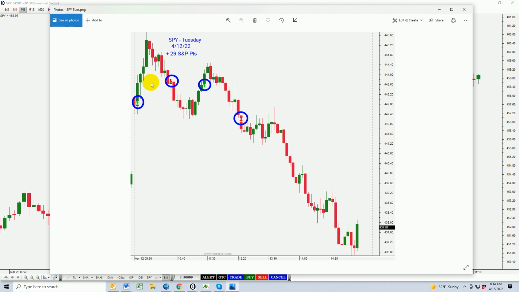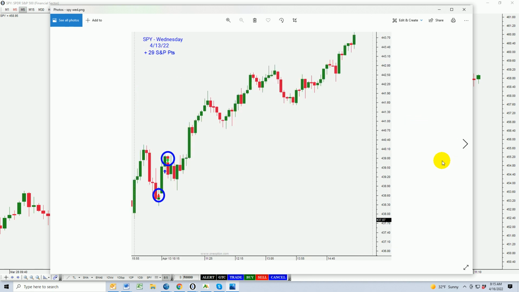Tuesday, entry here, exit here, small winner, short here, out here, scratch, long here, out here. That's a loss. But look at that gain, 29 points on Tuesday. Wednesday, short here, out here. Okay, we got dinged. That was a loser. Long here. Look at that rally. Up almost 30 points.